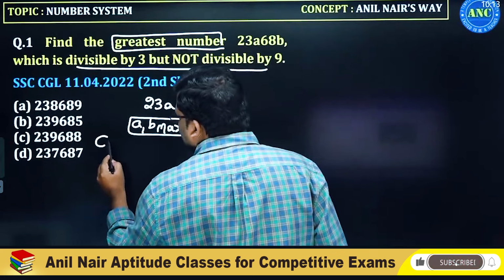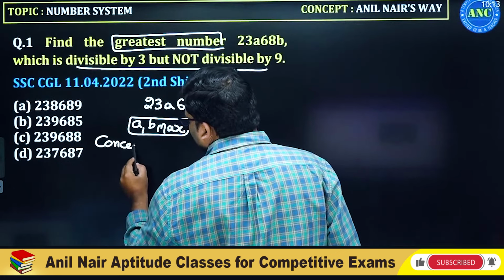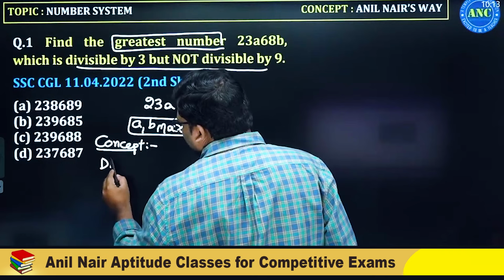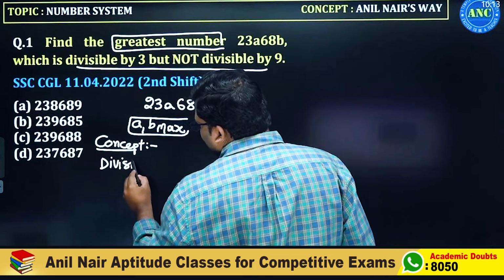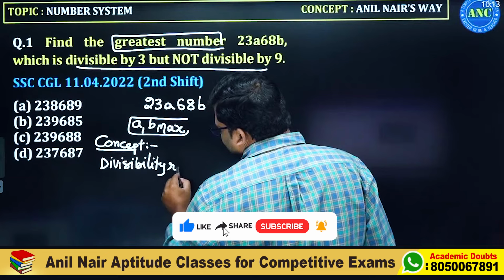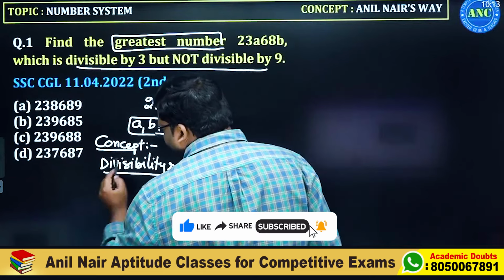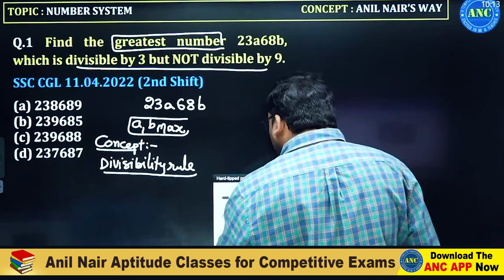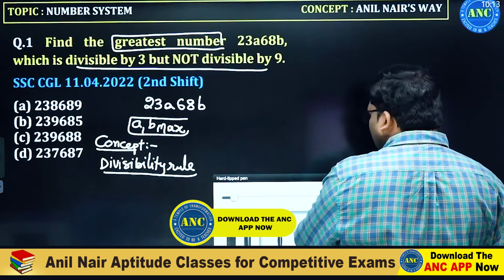So let me discuss the concept first. The number should be divisible by 3. How is the divisibility rule for 3 generated? Let me take a simple number.